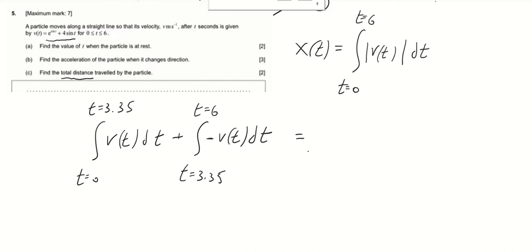In order to really do the integral, I use the calculator, and I get for the first one 13.31, and for the second one 6.44, and all together we get that the total distance is 20.75, and this is the answer for C.